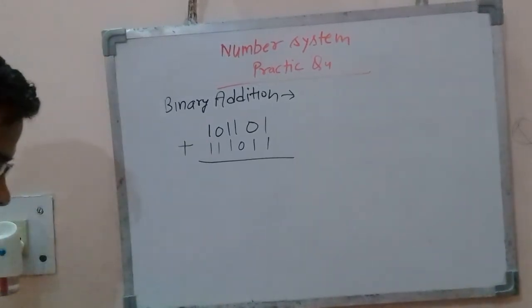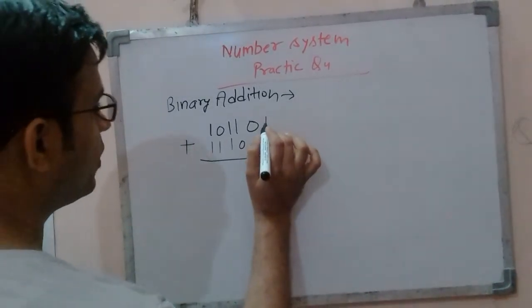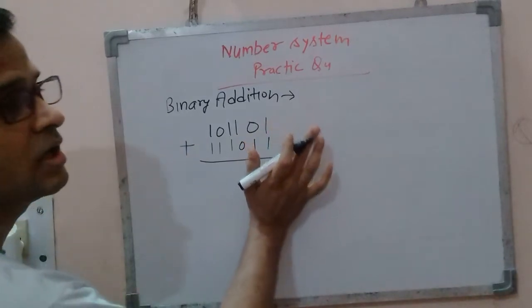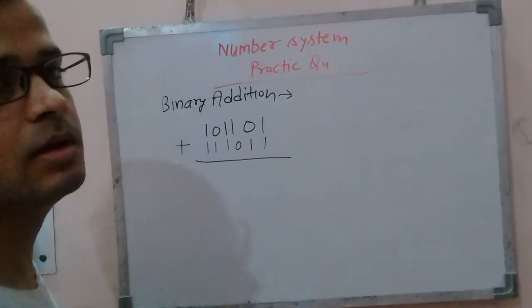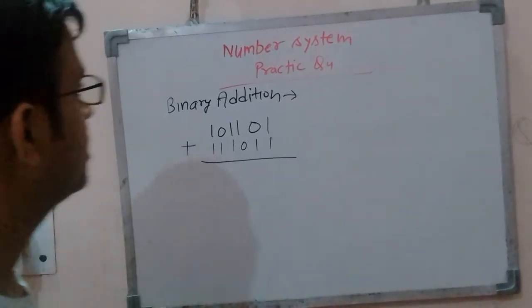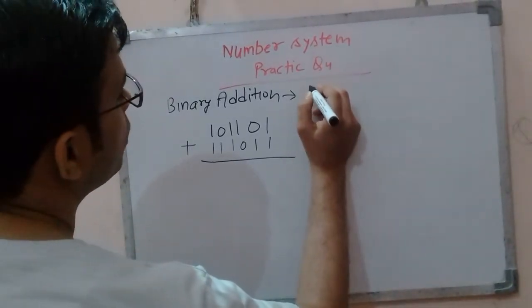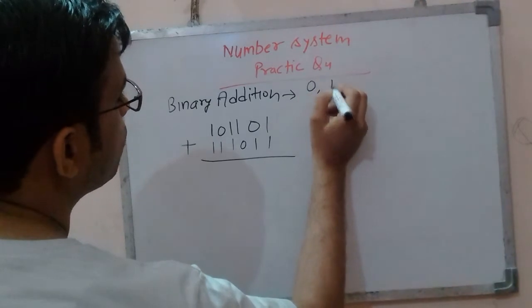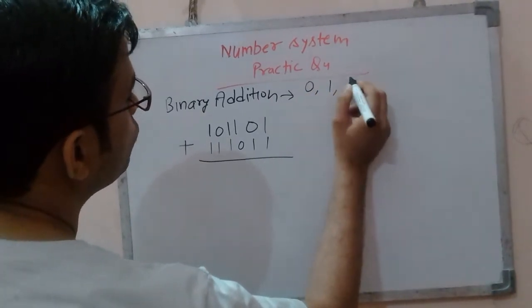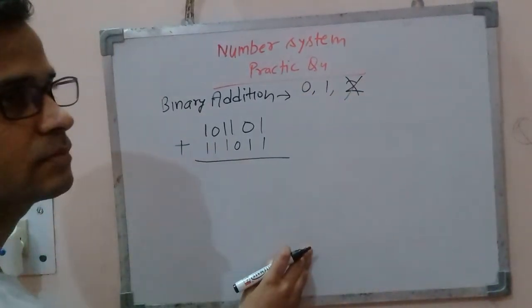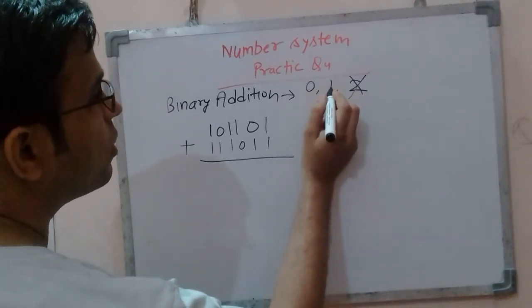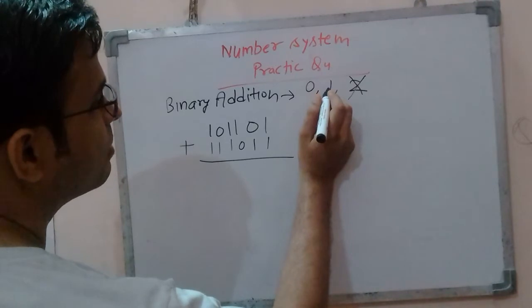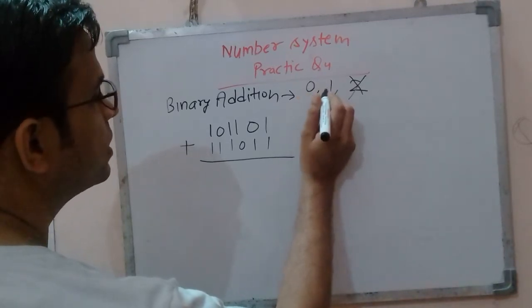In that case, how to do this? See here. First of all, tell me, in binary system, what is the maximum number available? That is 1 only, right? Binary means you will have only two symbols, either 0 or 1. I told you, you will not have 2 and above. Since it is a binary number, only two symbols are available, 0 and 1.